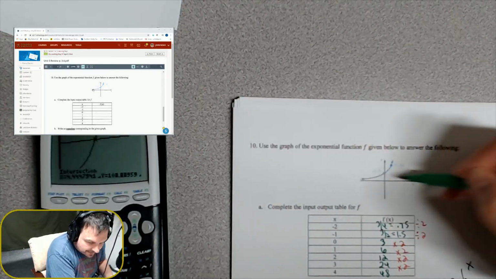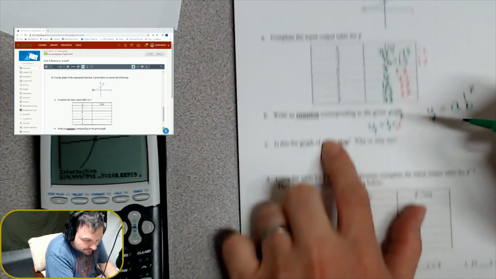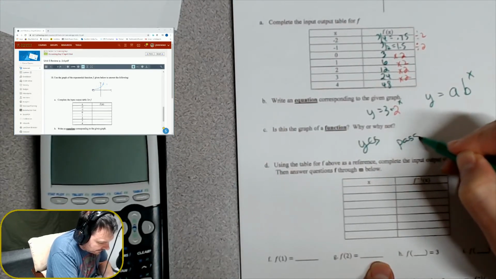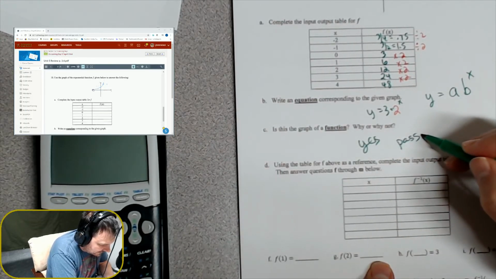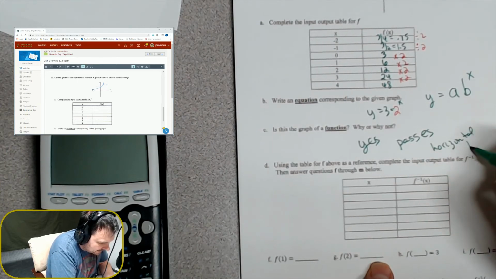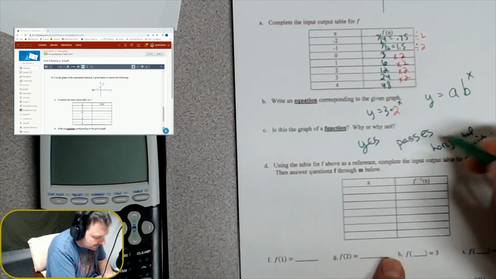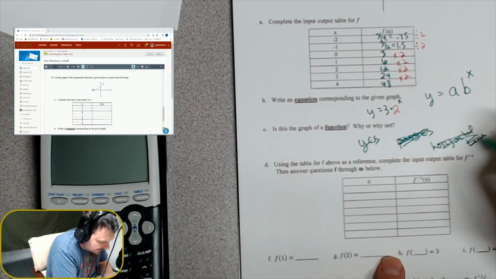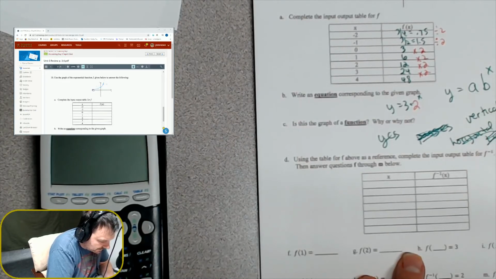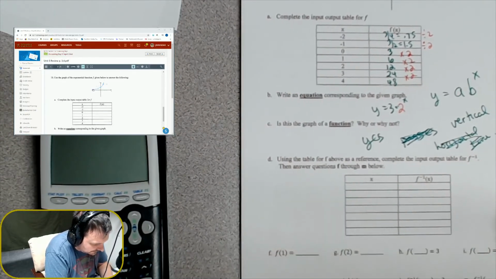Is this a function? Sure. Remember, we had the horizontal line test, not the vertical line test. Yes, because it passes the horizontal line test. Oh, I'm sorry, with functions. I'm sorry, I'm working the wrong thing here. Sorry. This passed the vertical line test. Functions is vertical line test. I thought I was talking about inverses.